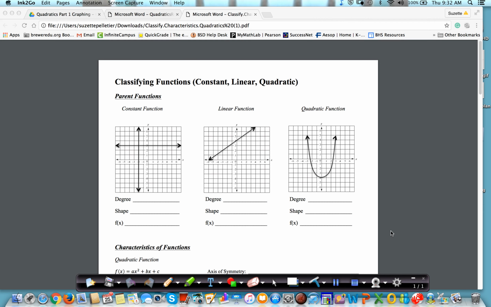Classifying functions. So we're mostly focusing on quadratic functions, but I'm bringing back constant and linear functions a little bit just to make some comparisons for you. I'm really going to want you to focus more on those quadratics. It's really where we're going to be headed. So just to review a little bit about the parent functions, we have our constant function, our linear function, and our quadratic function, okay?